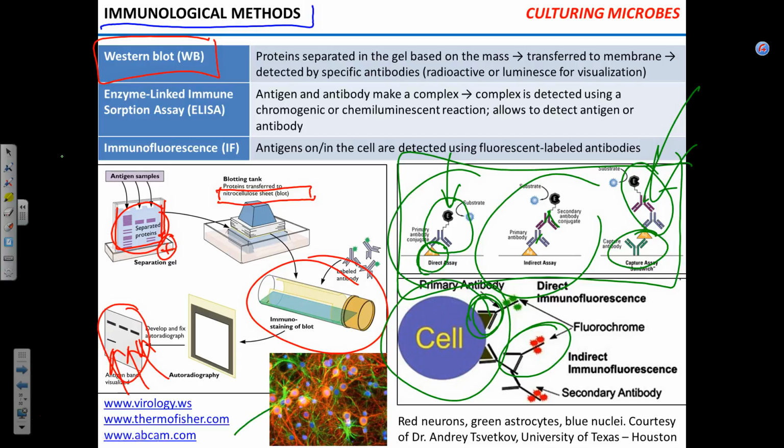This image is from a good friend of mine. You can see here, neurons are red, astrocytes are green, and nuclei of the cells are blue. So you can have 3 different colors that show 3 different structures, all at the same time in the same picture. Okay? So we're going to stop at that.